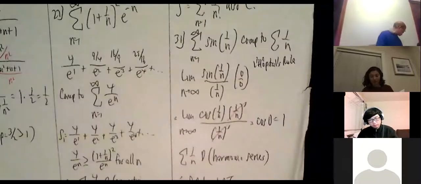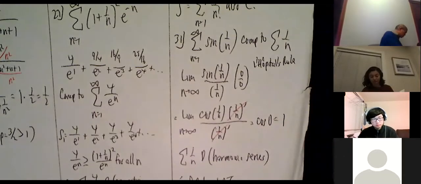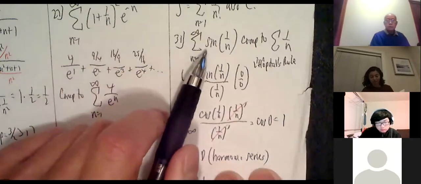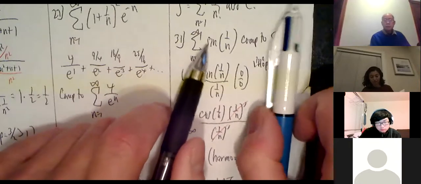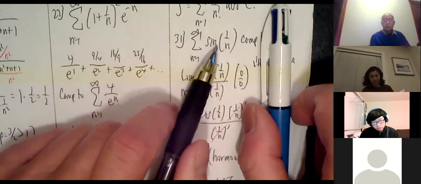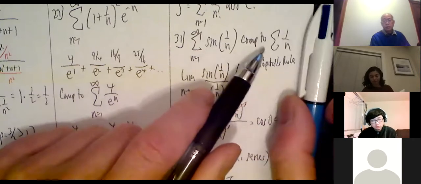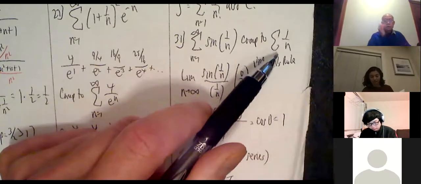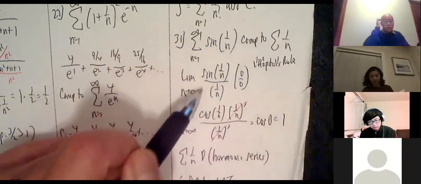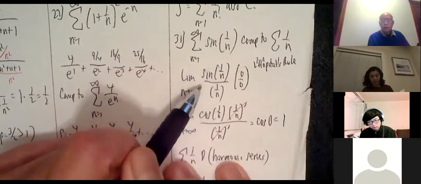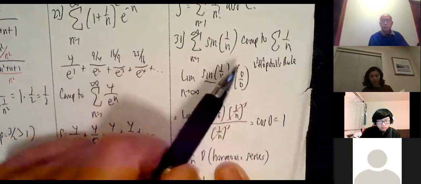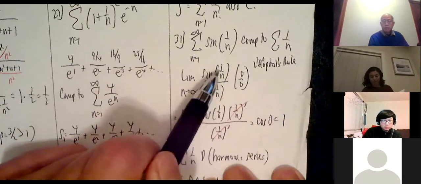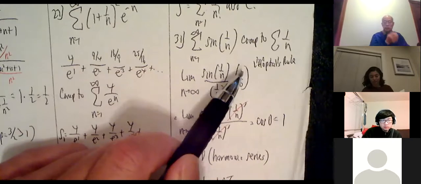Okay, 31, and I think it's the same as the summation of sine of 1 over n. Well, I do know something about 1 over n, right? Our harmonic series. So let's see what happens in the ratio. The limit as n approaches infinity of sine of 1 over n divided by 1 over n. That's 0 over 0. When n gets big, this becomes 0, this becomes 0. Sine of 0 is 0. So I can do L'Hopital's rule.